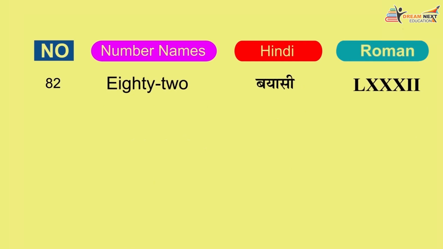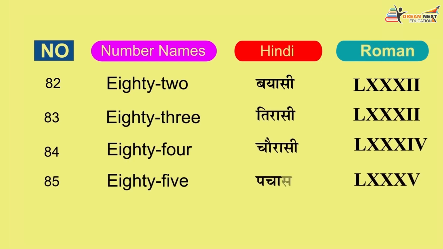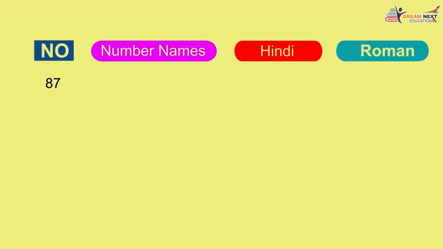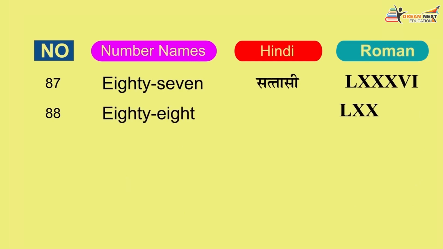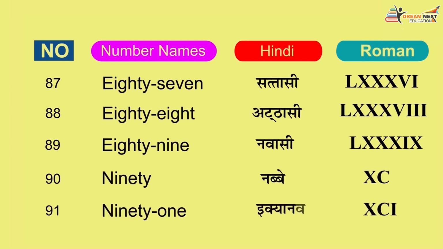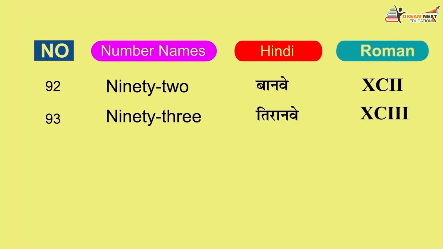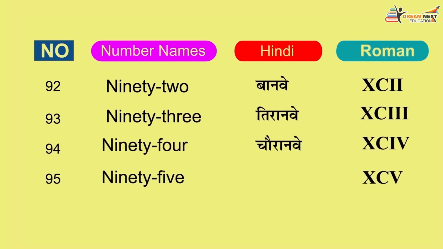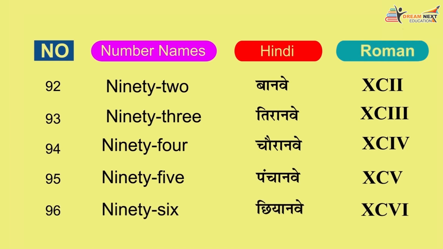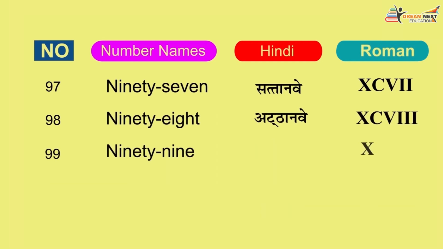82 बयासी, 83 तिरासी, 84 चौरासी, 85 पचासी, 86 छियासी, 87 सतासी, 88 अट्ठासी, 89 नवासी, 90 नब्बे, 91 इक्यानवे, 92 बानवे, 93 तिरानवे, 94 चौरानवे, 95 पचानवे, 96 छियानवे, 97 सत्तानवे, 98 अट्ठानवे, 99 निन्यानवे.